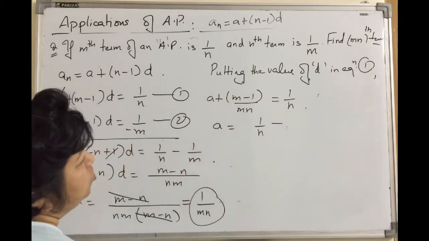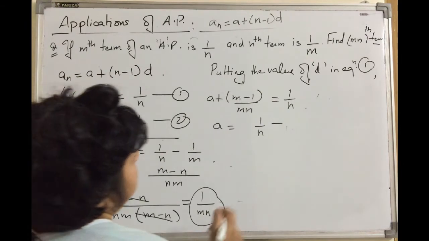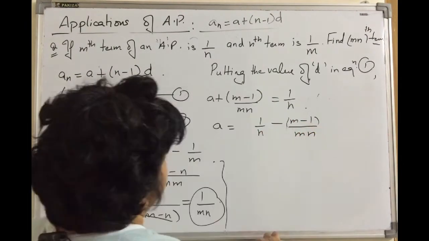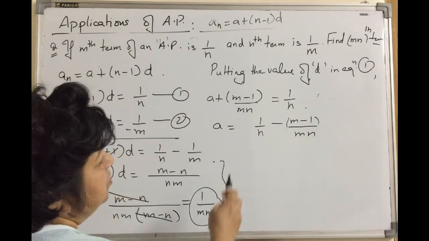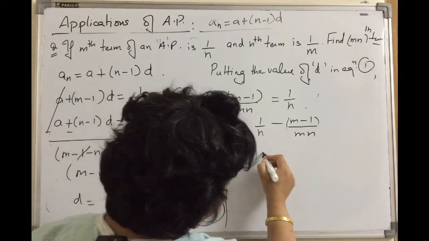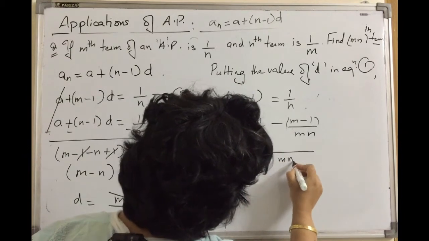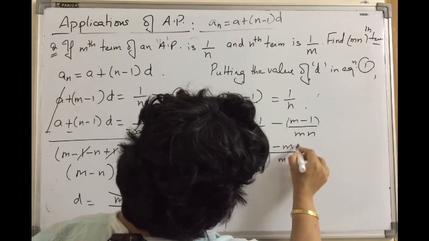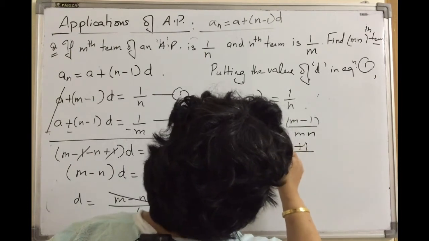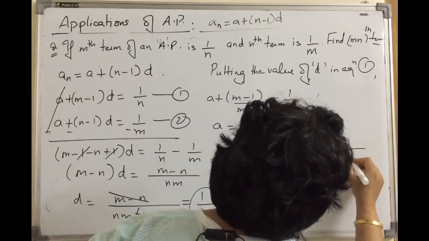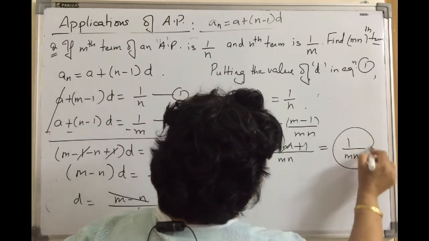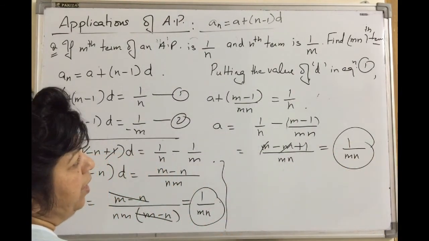This whole term goes to the right, minus m minus 1 by mn. The value of a is, we'll take the LCM here, mn is the LCM. So in the numerator we'll get m minus m plus 1. This gets cancelled. So the value of a is 1 by mn. Fine. d is also 1 by mn, a is also 1 by mn.